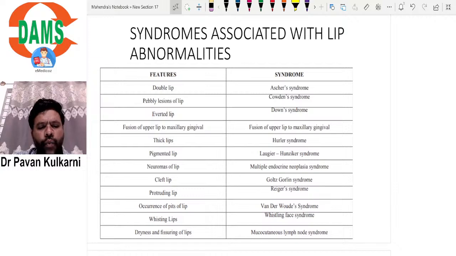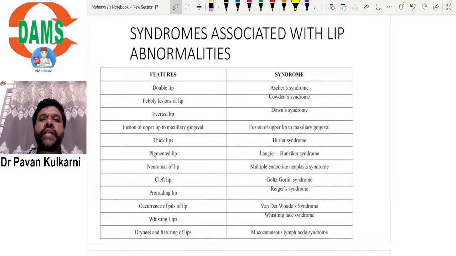Next, where do you see cleft lip? Very important syndrome called as Gorlin syndrome. See, I have used the word Gorlin, not Gorlin-Goltz. Gorlin-Goltz is different, Gorlin is different. This is Gorlin syndrome. Gorlin-Goltz is associated with multiple OKCs. This is Gorlin, which is associated with cleft lip.